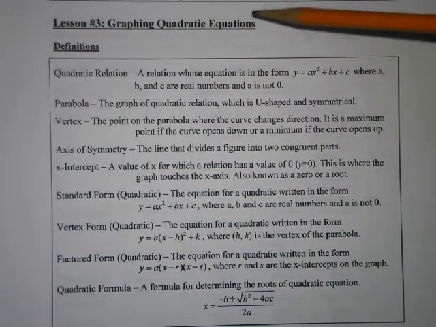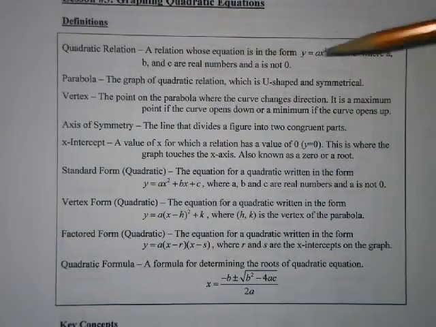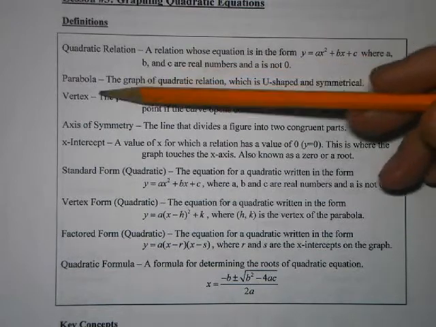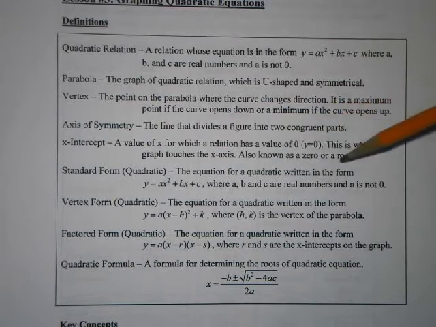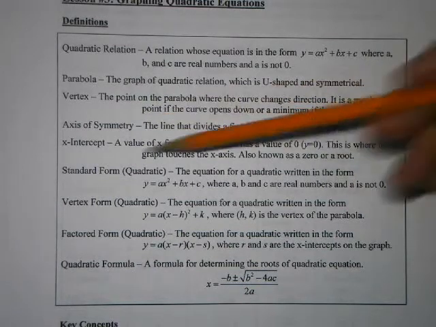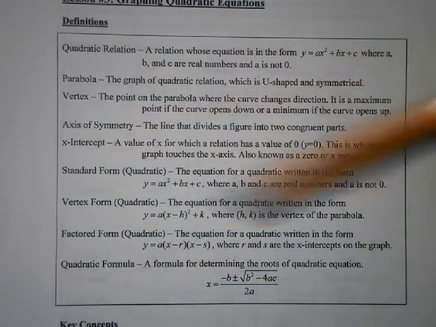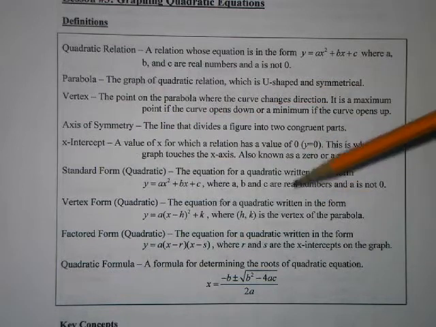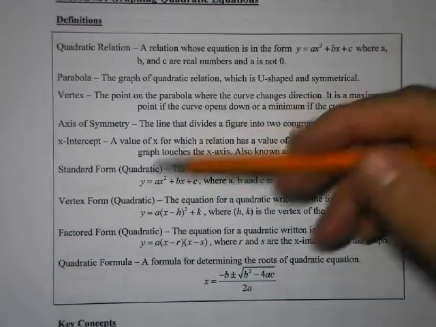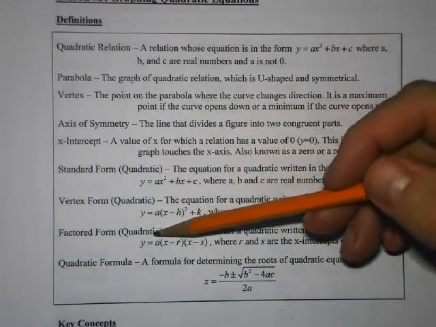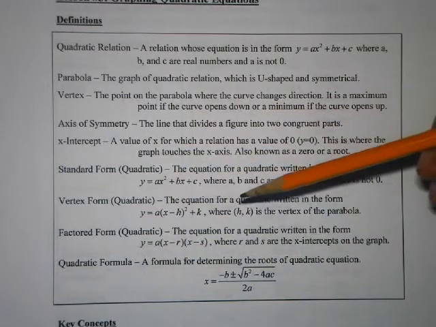So the definitions here, there's really nothing new. It's all stuff you've seen before. Quadratic relation, parabola, vertex, axis of symmetry, x-intercepts. It also could be called roots or zeros. So if you ever see zeros or roots, it's just an x-intercept. I'll try to remember to say x-intercepts, but I could slip out with a zero once in a while here. And then we've got our 3 different forms of equations. We're going to be talking about them a lot today. And then we've got the quadratic formula.